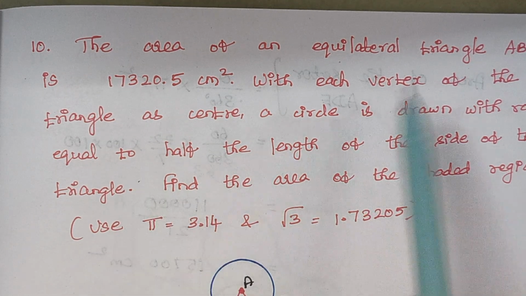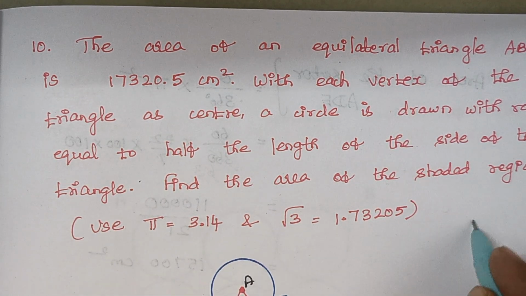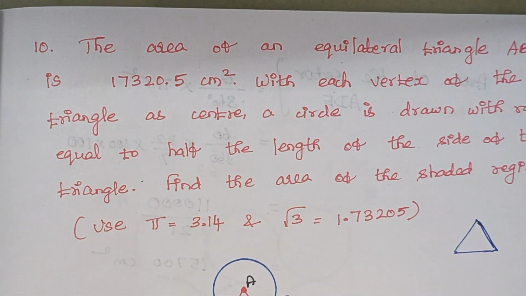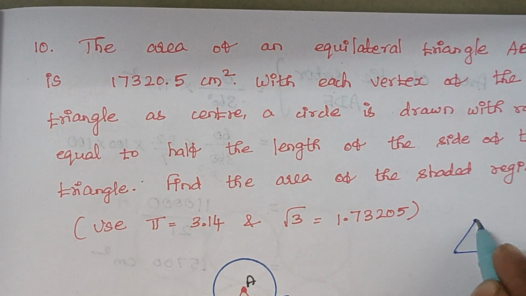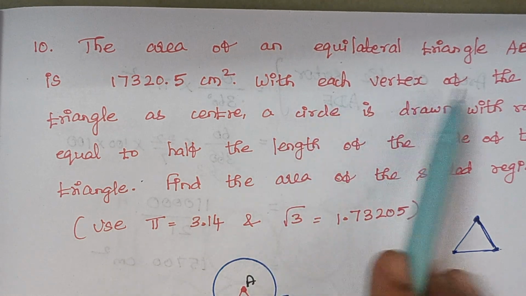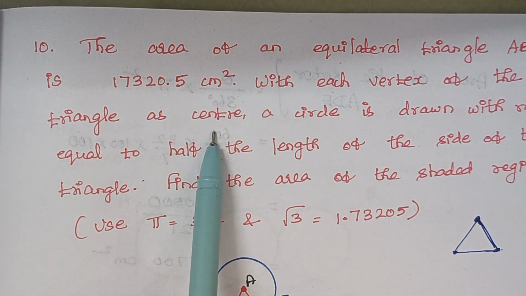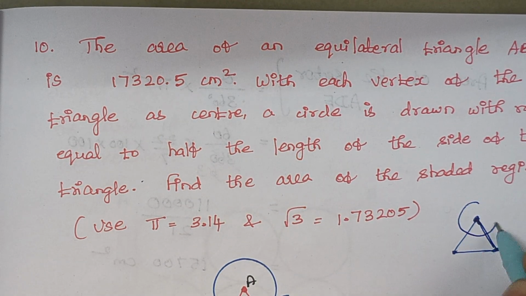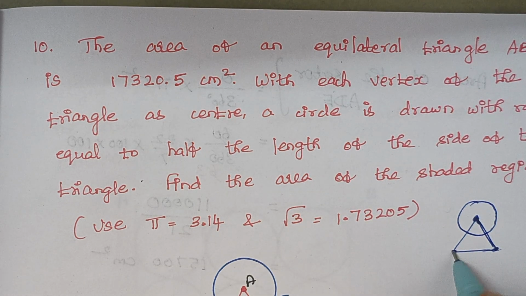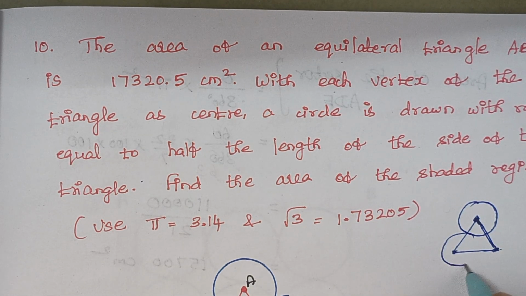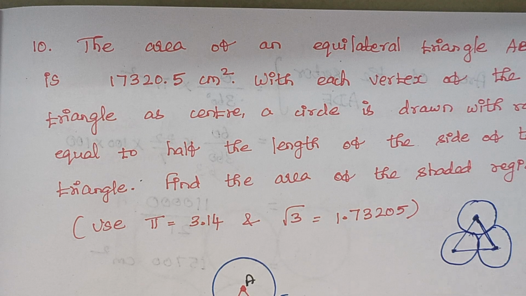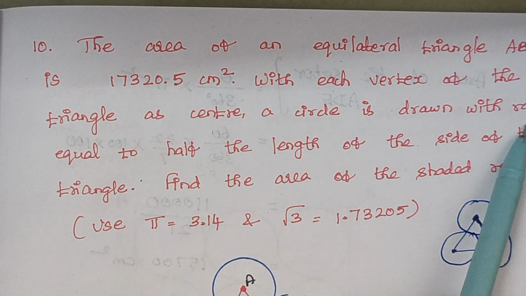So here we have an equilateral triangle like this. With each vertex, what do you mean by vertex here? This is one vertex, this is one vertex, and this is one vertex. With each vertex of the triangle as center, a circle is drawn. With this vertex as center, we are drawing a circle. Similarly, with this vertex as center, again we are drawing a circle. Again with this vertex, we are drawing a circle. So here a circle is drawn with radius.